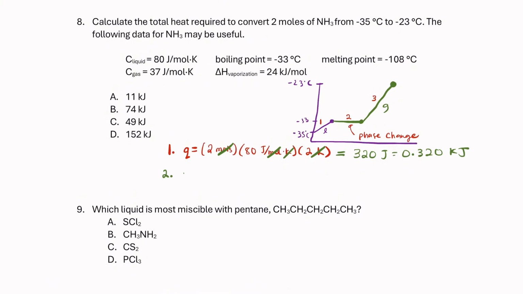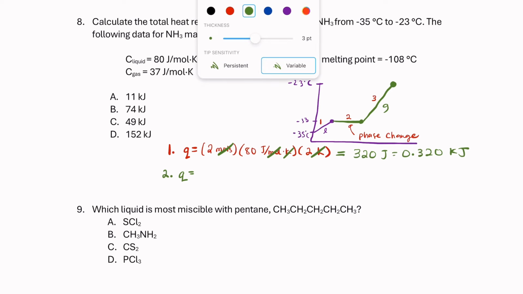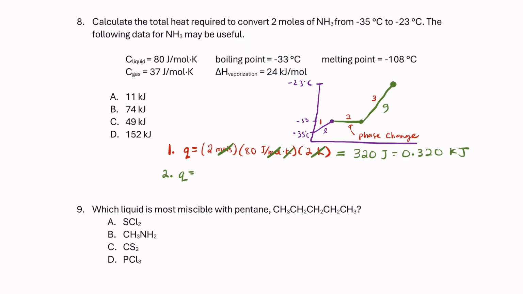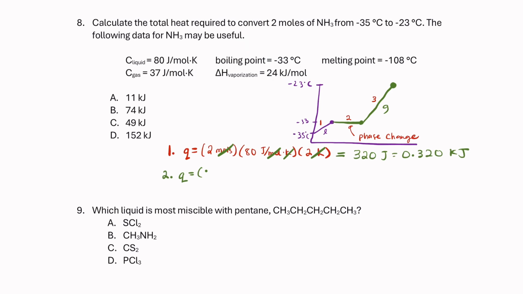Then we get to step 2. Here we're at negative 33 degrees Celsius, which is the boiling point. So here we're going to have a phase change. To calculate the heat required for this step, we use Q equals n multiplied by delta H vaporization. So this is going to be Q is equal to 2 times 24, which is equal to 48 kilojoules.